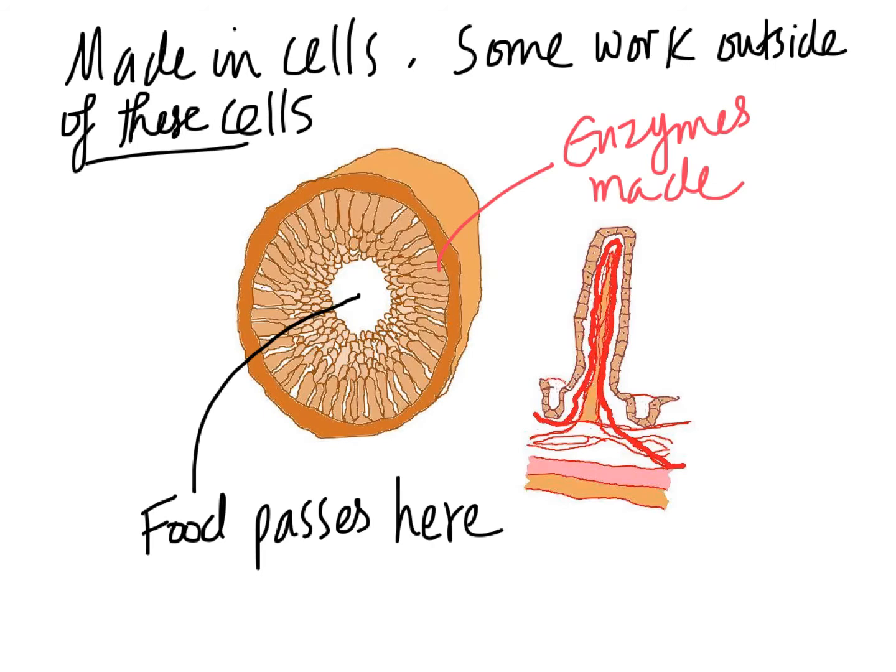As we already know, enzymes are proteins, and they are made inside the cells. So the lining of the small intestine, as an example, makes different types of enzymes, but some of these enzymes work outside of the cells. For example, these enzymes are released into the food passage, into the food, where they break down the food chemically into smaller molecules so it can be absorbed into the bloodstream. So it's really important to realize that some enzymes are released, come out of the cells and work outside of the cells.